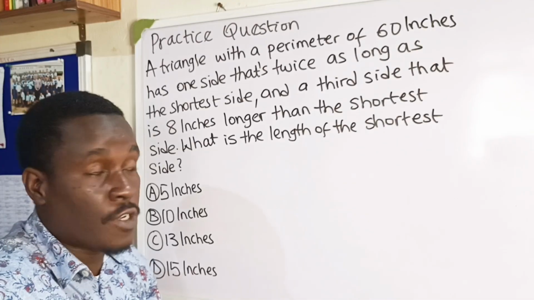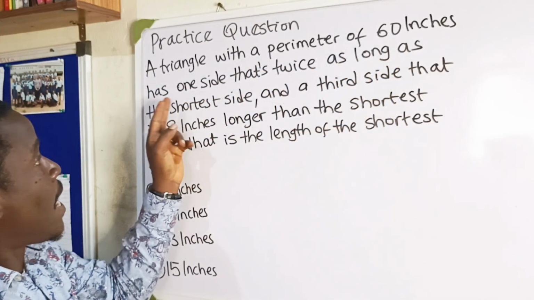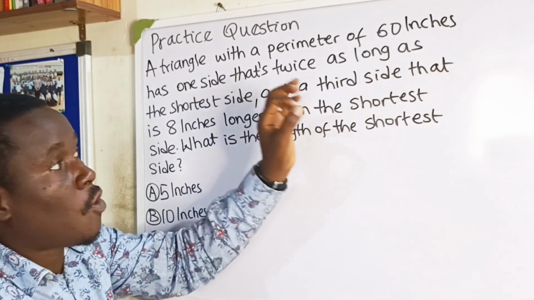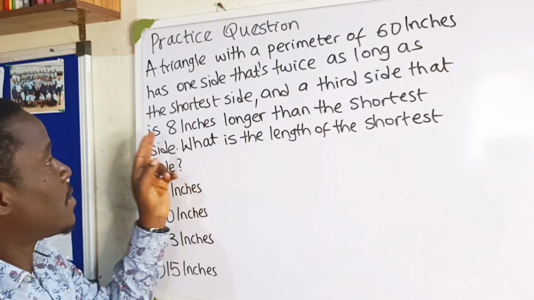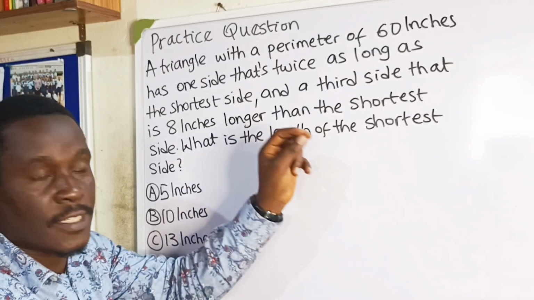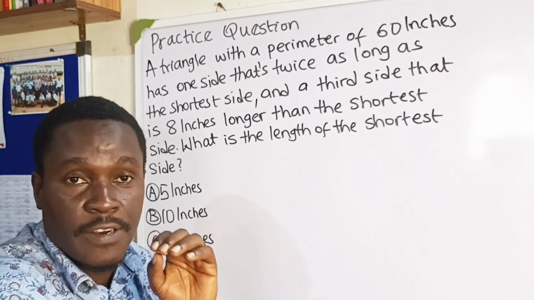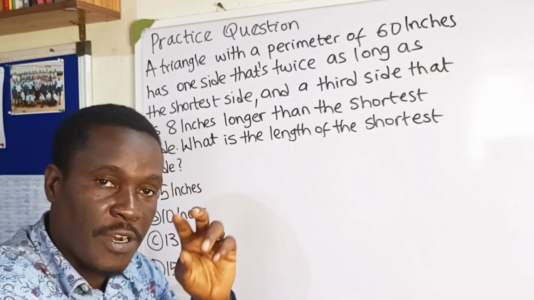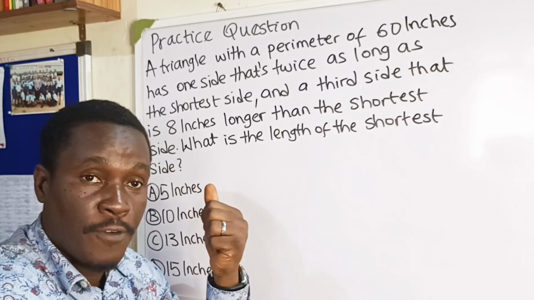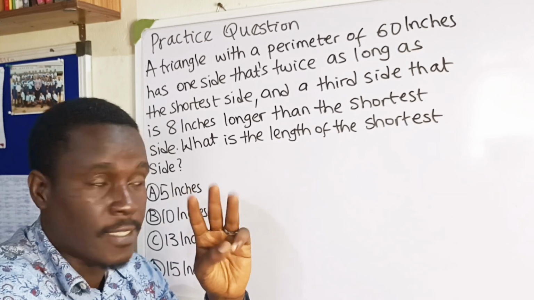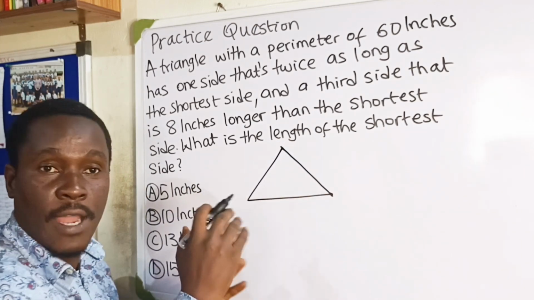So now let's look at this question. The question says a triangle with a perimeter of 60 inches has one side that is twice as long as the shortest side, and a third side that is 8 inches longer than the shortest side. What is the length of the shortest side? This is very easy. Remember perimeter? Perimeter is the sum of all the sides of a 2D shape. A triangle has 3 sides. So let's assume this is the triangle that we have here, okay?